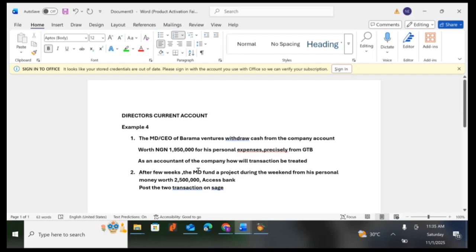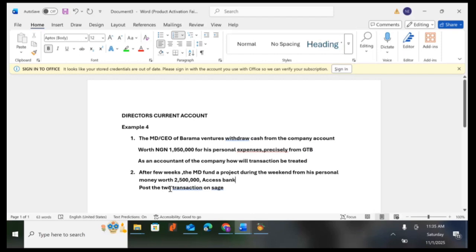The second one is, after a few weeks, the MD funded the project, maybe during the weekend, because the approval process may have been delayed. The director decided to fund it from his personal pocket. The MD funded the project during the weekend from his personal money worth 2.5 million. The money was paid into Access Bank. You understand? The money was paid into what? Into Access.